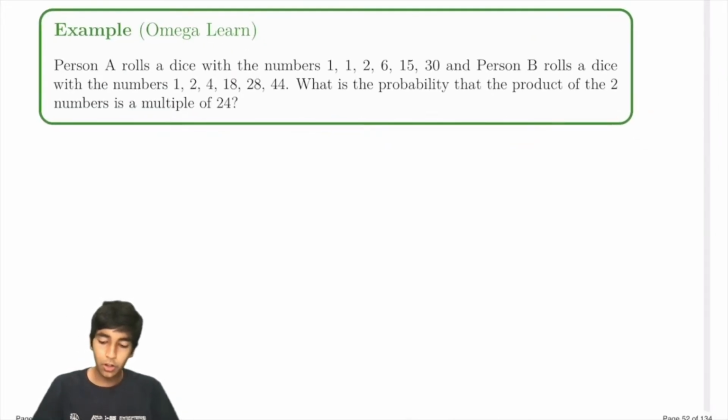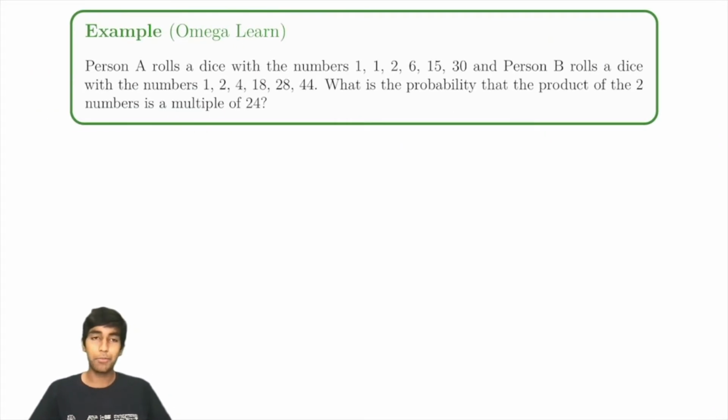Let's take another cool example with dice rolls and probability. Person A rolls a dice with the numbers 1, 1, 2, 6, 15, 30. Person B rolls a dice with the numbers 1, 2, 4, 18, 28, 28, 44. What's the probability the product of the two dice is a multiple of 24?